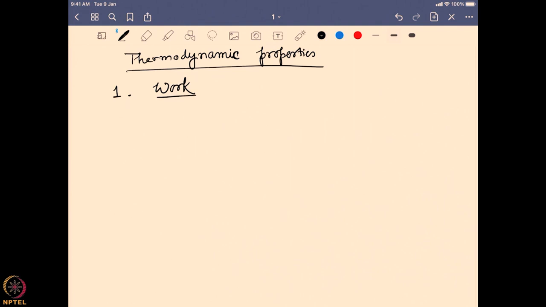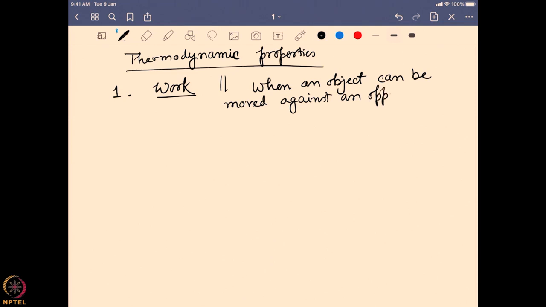If we go to basic physics, the definition of work is the following: when an object can be moved against an opposing force, we say that work is actually done. So, that is the definition of work. When we are moving some object in such a way that it is going against an opposing force.